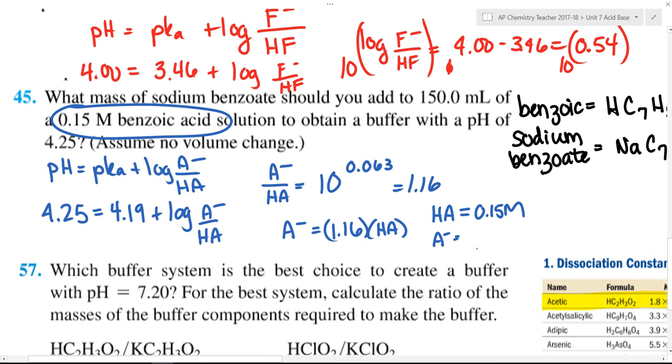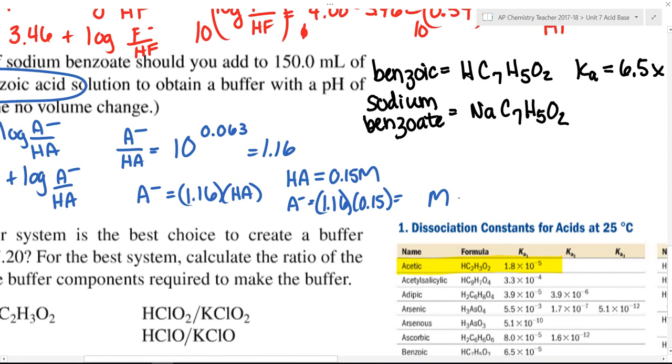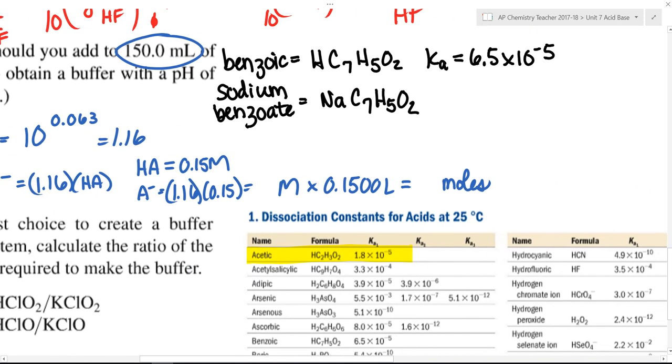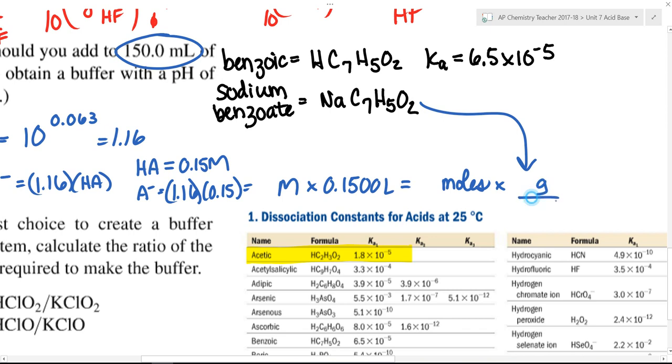So that's going to be, I'm just going to write this down, 1.16 times 0.15. That will give me my molarity of my A minus. And how does that help me? I want to find grams, right? So if I know a molarity and I know a volume, I can multiply this by my volume, which is 0.15 liters, that's 150 milliliters. That's going to give me my moles of my conjugate base. And then the conjugate base here is sodium benzoate, so I'm going to multiply it by the molar mass.